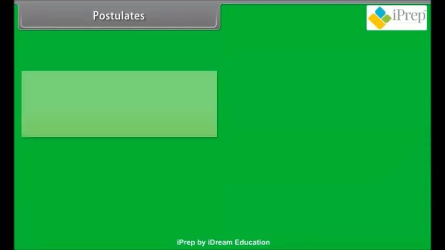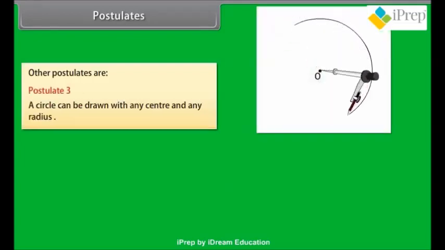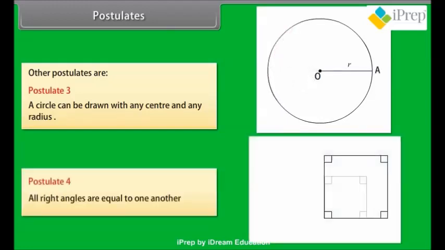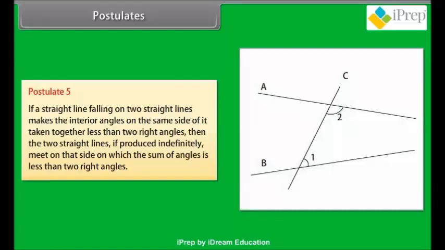Other postulates. Postulate 3: a circle can be drawn with any center and any radius. Postulate 4: all right angles are equal to one another. And Postulate 5 is: if a straight line falling on 2 straight lines makes the interior angles on the same side of it, taken together, less than 2 right angles, then the 2 straight lines, if produced indefinitely, meet on that side on which the sum of angles is less than 2 right angles.